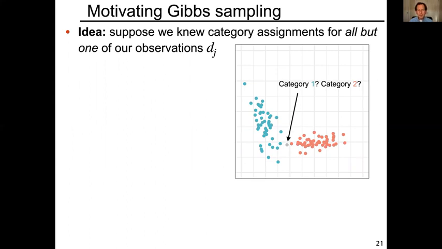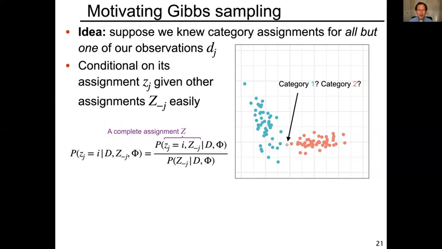Let's imagine the situation that we knew the category assignments for all but one of our observations, and we'll call that one observation d sub j. It might be this gray observation in the middle of the data set. We don't know whether that's in category 1 or category 2, but suppose we knew the category assignments for everything else. Then the conditional distribution on this assignment, given all the other assignments, is easy.